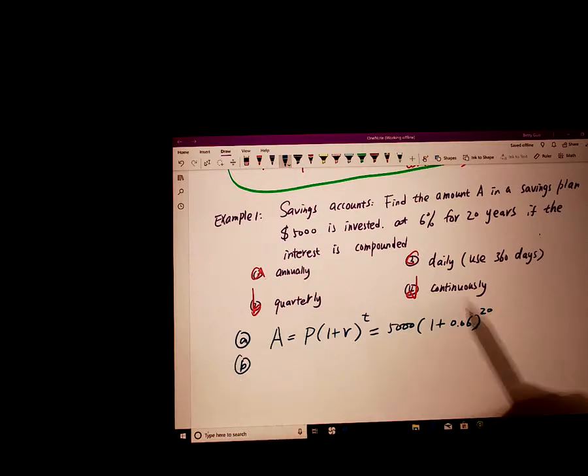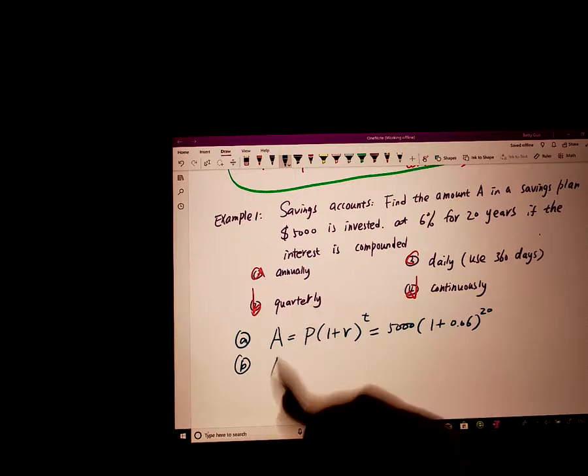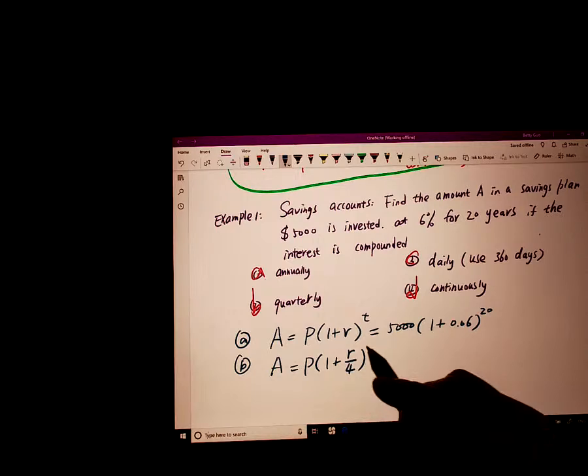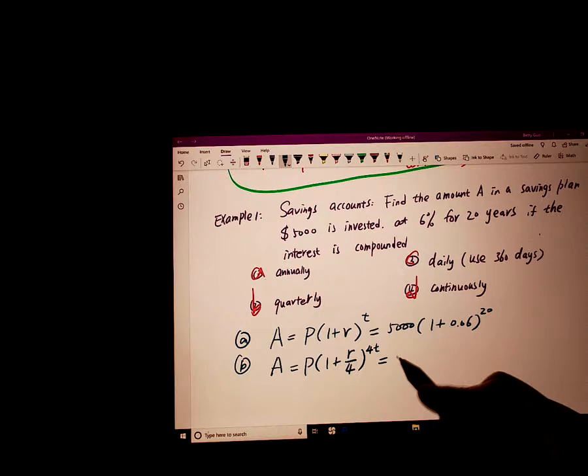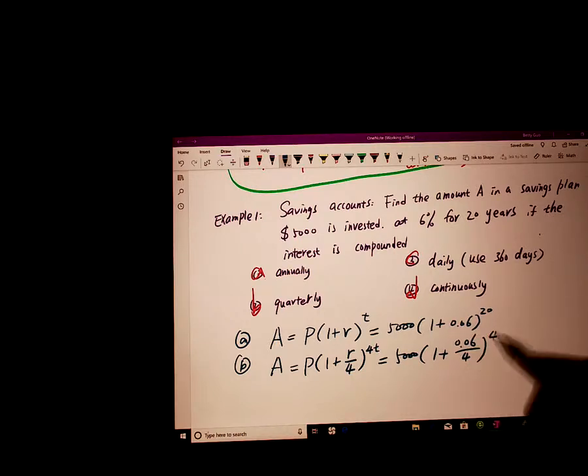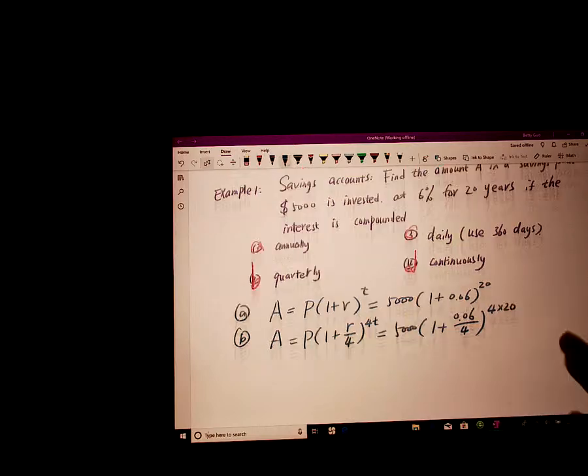Part B, interest is compounded quarterly. And what's the formula? Four times a year, right? So the compounding factor would be 1 plus the quarterly interest rate, which is r over 4. And the exponent on the shoulder of the compounding factor would be 4 times t. The value for P is 5,000, 1 plus r, still the annual interest rate 0.06, but divided by 4. The exponent is 4 times 20, right?